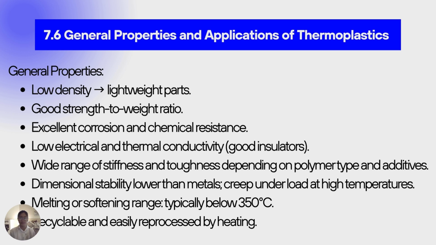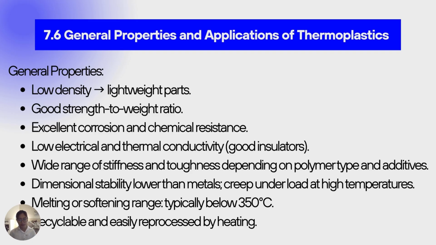Next, dimensional stability lower than metals. Creep under load at high temperature. However, thermoplastics do have limitations. Because their molecular chains can slide over time, they are more prone to creep, that is gradual deformation under constant load, especially when exposed to heat. This is why polymers are typically used in moderate temperature environments below their Tg or melting temperatures.